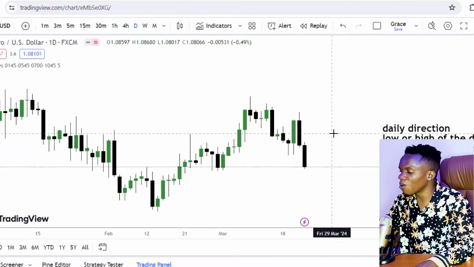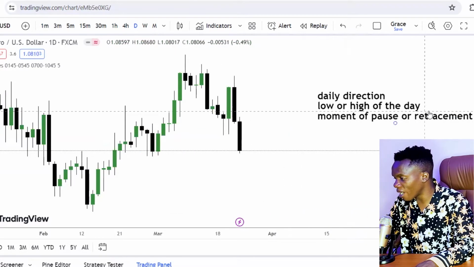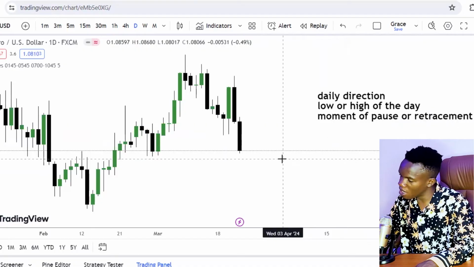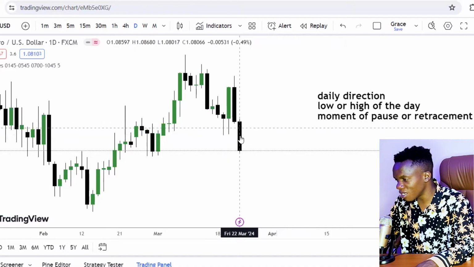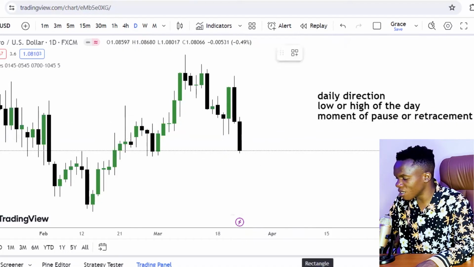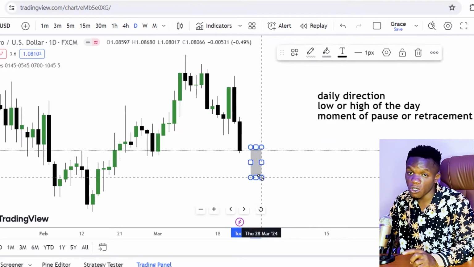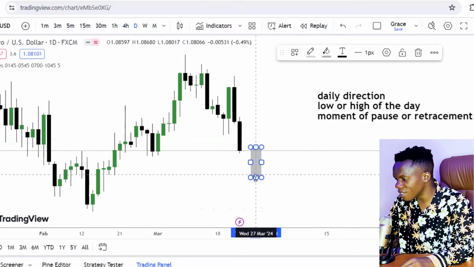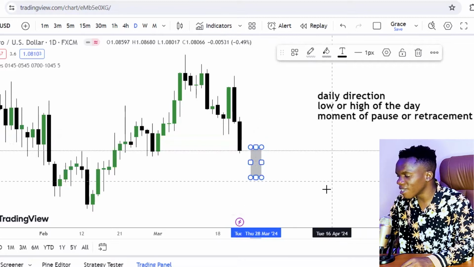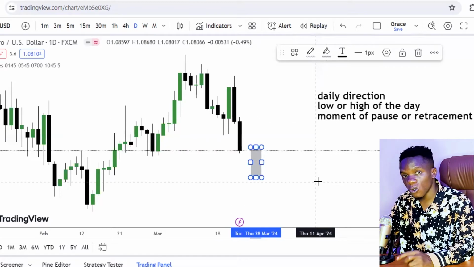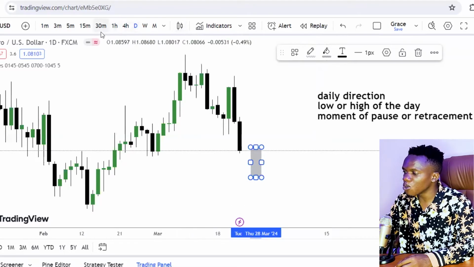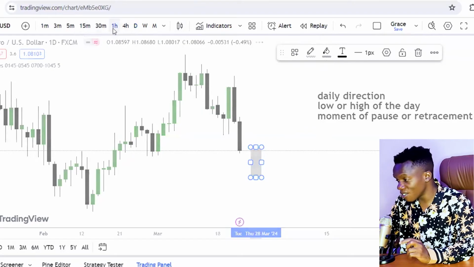So where I want to dwell specifically is low and high of the day, and moment of retracement. For example, we know this day is bearish. With the explanation I just gave you, Monday is supposed to be a bearish day. Now with this bearishness of Monday, how do we engage the stacking? Because you must know when to start engaging.